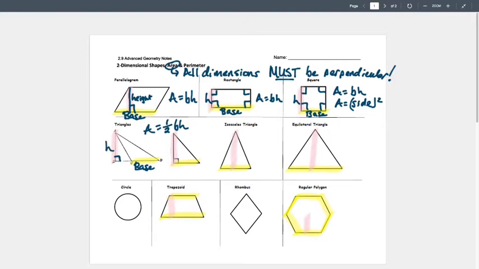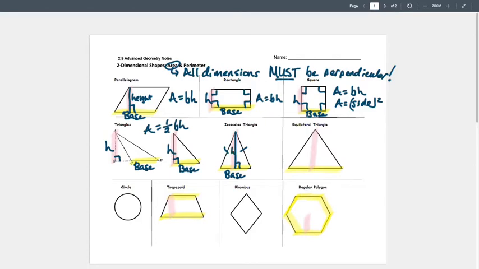On a right triangle, it's nice because you've got a base and a height automatically that are perpendicular to each other. On an isosceles triangle, what's special is that you've got 2 legs that are congruent. So if this is my base, your height has to be drawn on the inside like this, perpendicular to that base.